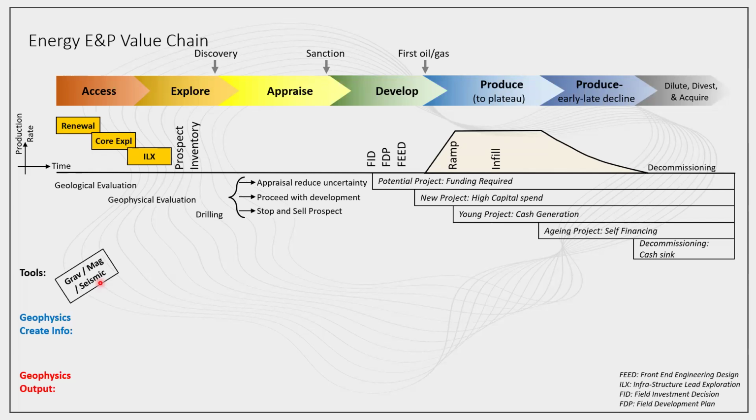So using gravity, magnetic, and seismic, we have to build up our structure, knowing what the opportunities are. Do we have a running play or running room? Do we have different plays, or is it just one shot opportunity?